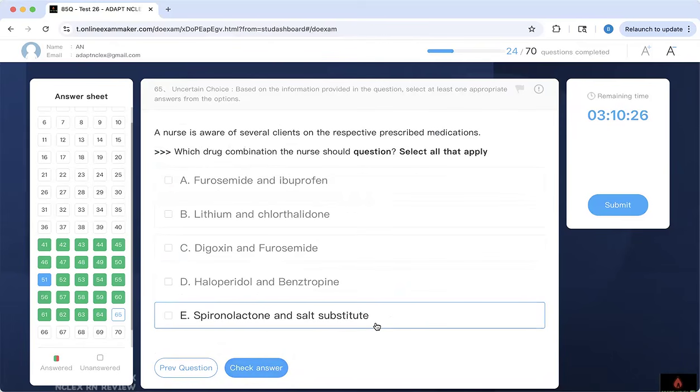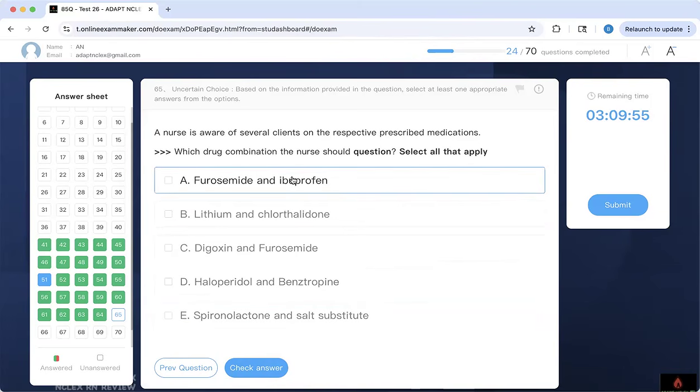Which drug combination should the nurse question? That means you should not put them together. And this is aware of several clients on the respective prescribed medication. Which combination should you worry about? Like I said, these 10 questions are like you finishing the NCLEX about to break you. Furosemide, ibuprofen, lithium chlorthalidone, digoxin, furosemide, allopurinol, benztropine, spironolactone, salt substitute. Which one should you question?